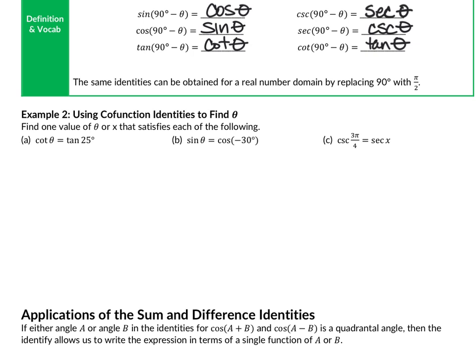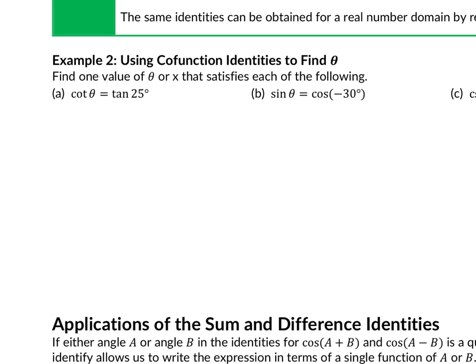I don't know why it's so hard for me to read today. So we're saying that the cotangent of theta is equal to tangent of 25 degrees. Well, I want to figure out what theta is equal to. So I would like to relate cotangent to tangent. So what I'm going to do is rewrite cotangent as its cofunction, which is 90 degrees minus theta inside of a tangent function.